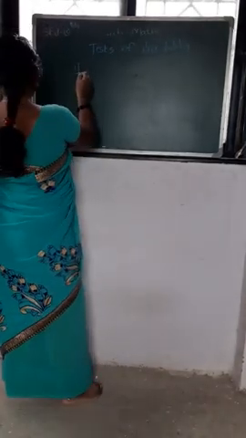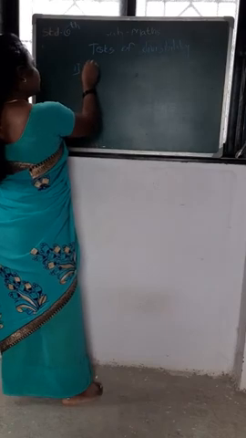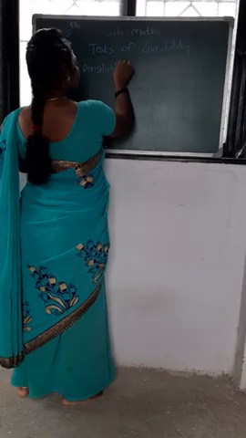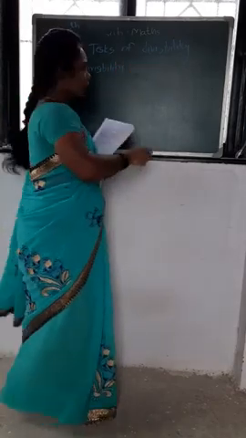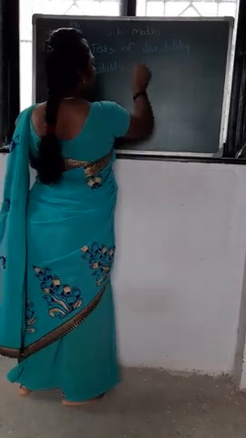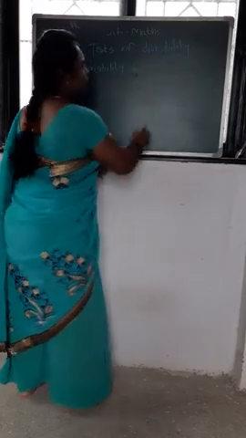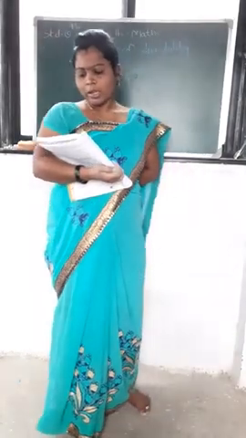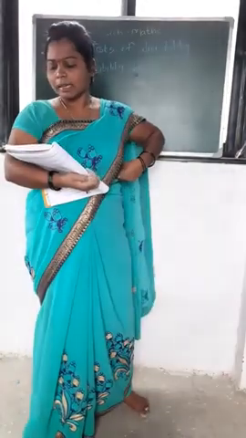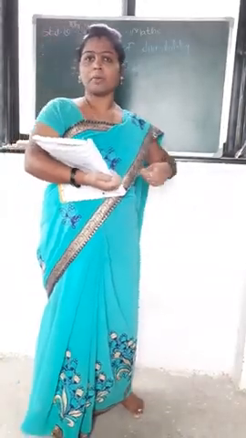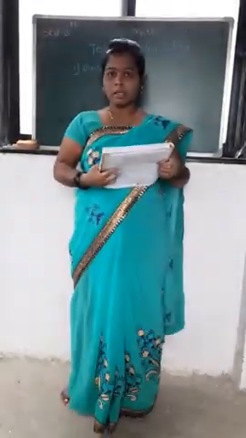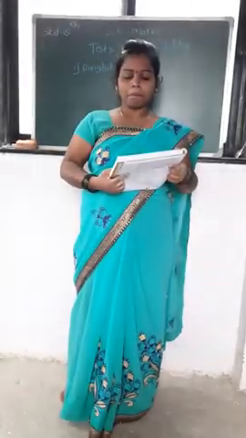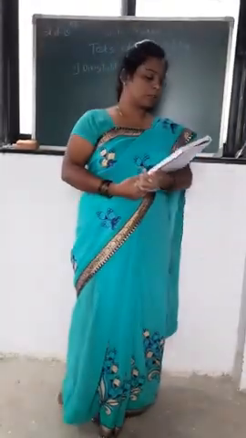First test is divisibility by 2. Every number can be exactly divisible by 2 if it has 0, 2, 4, 6, 8 at its ones place.